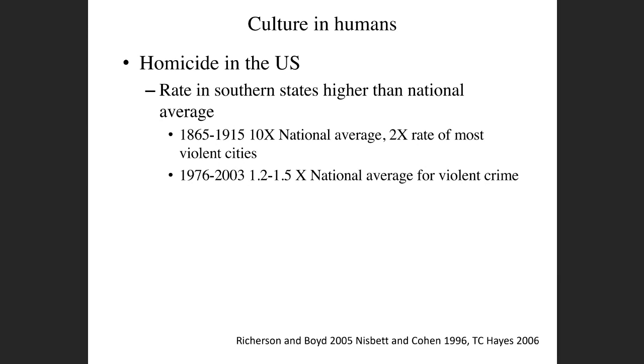So if you look at homicide rates in the US, they are higher in southern states than the national average. And that's controlling for some things like population size. Between 1865 and 1915, they were 10 times the national average and twice the rate of the most violent cities during that time. It seems to have moderated some. Between 1976 and 2003, it was significantly higher, but not as dramatically higher than the national average for violent crime.